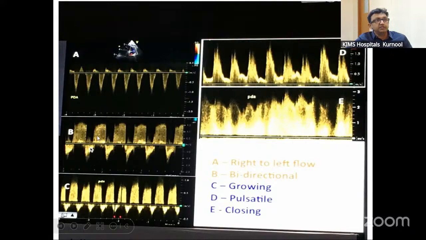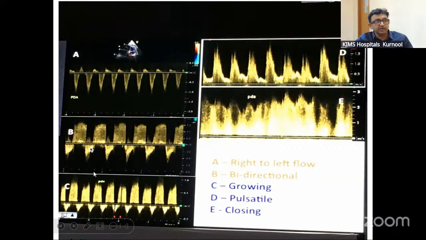Here, the B is bidirectional shunting. In the majority of PPHNs, it is bidirectional shunting. So this is the positive flow, and then this is the negative flow, which are almost similar sized. This is more, so more left-right shunting is happening, but it is bidirectional shunting, which again indicates higher pulmonary pressures.